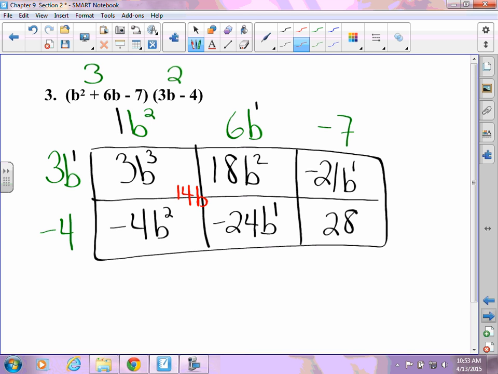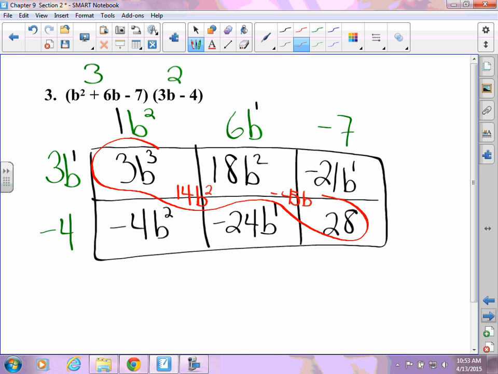Are there b terms? Yeah. There's 2 of them, isn't there? Okay, so negative 21 plus a negative 24 is a negative 45b, right? Are there any other constant terms? No. So our answer kind of looks like a snake. It's the top left, the middle 2, and the bottom right.